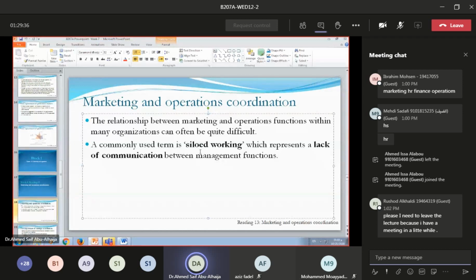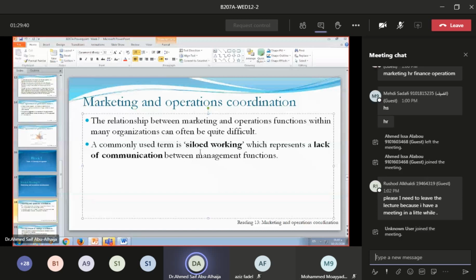Why? If we know the company's goals, okay? If marketing, accounting, operation, and HR understand the company goals, they can together, not alone, understand what they need to do, and they will, inshallah, do what they are supposed to do. So that's actually the point.